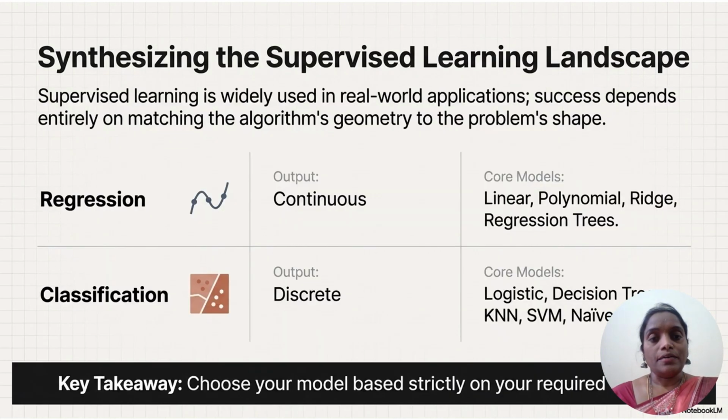Let us summarize the unit. We have discussed supervised learning algorithms and unsupervised learning algorithms. Supervised learning algorithms like regression algorithms such as linear regression, polynomial regression, ridge regression and regression trees predict the continuous values. And classification algorithms such as logistic regression, decision trees, KNN, SVM, support vector machine and Naive Bayes predict the categorical outputs. The key to successful machine learning is selecting the appropriate algorithm based on the problem type and nature of the output.